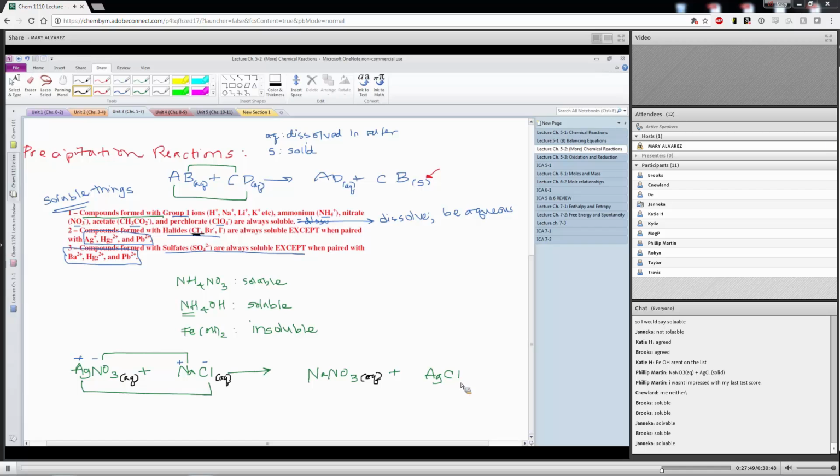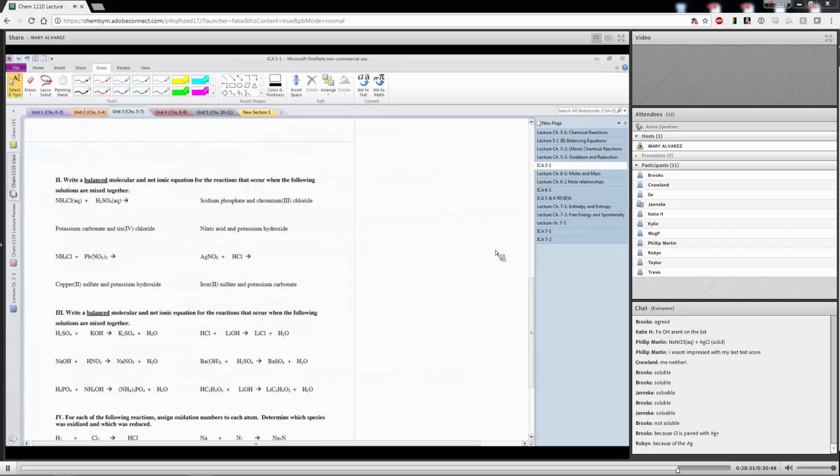And finally, AgCl, soluble or not soluble? Not soluble. Why? Because of the silver. Exactly. Because this says halides like chlorine are soluble except when paired with silver. Not soluble means it's a solid. We're going to put a little s there. Excellent. Good job. Okay, we are out of time, but I'm going to direct you to the ICA 5.1.